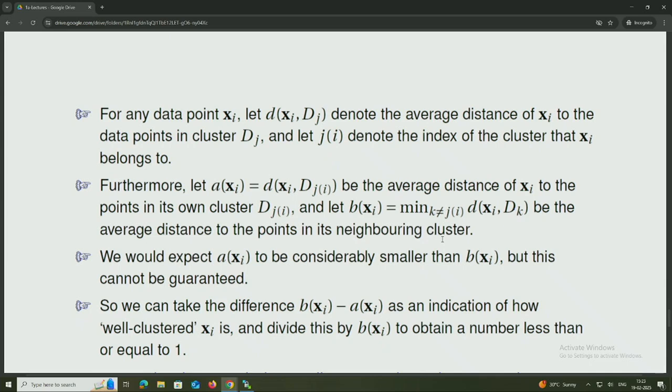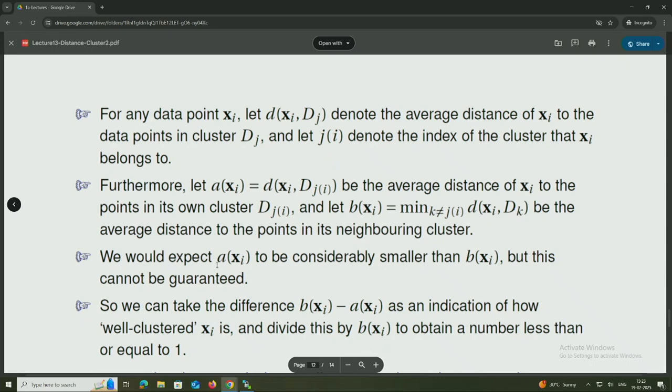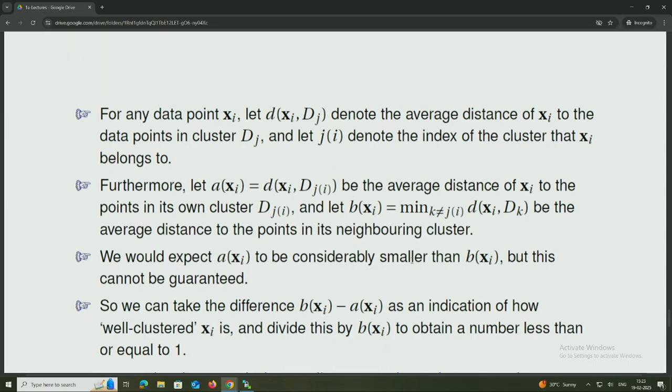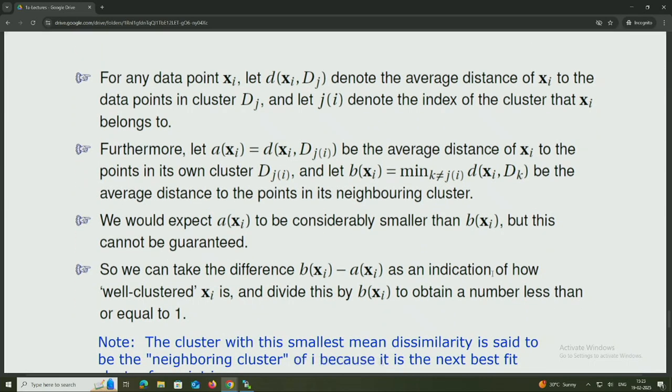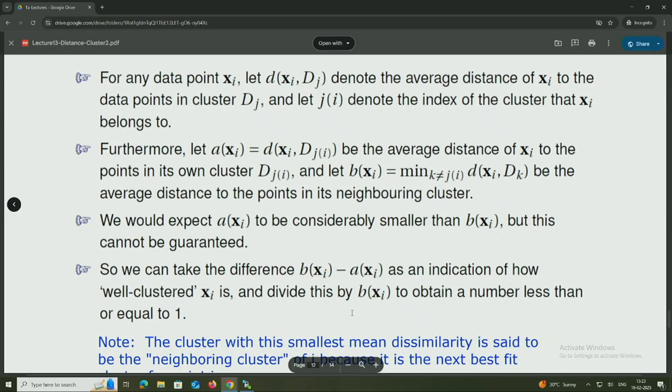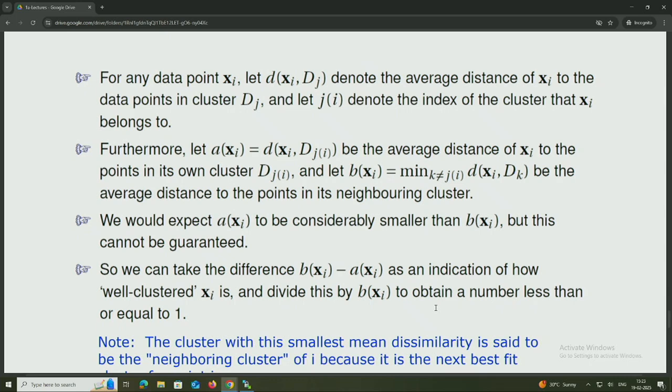So that is what is written here. It says we would expect a(xi) to be considerably smaller, but this cannot be guaranteed. So we can take the difference with b(xi) as the indication of how well xi fits, and divide by b(xi) to obtain a number less than or equal to 1. So we're kind of normalizing it here, so you can tell whether it's good or not.